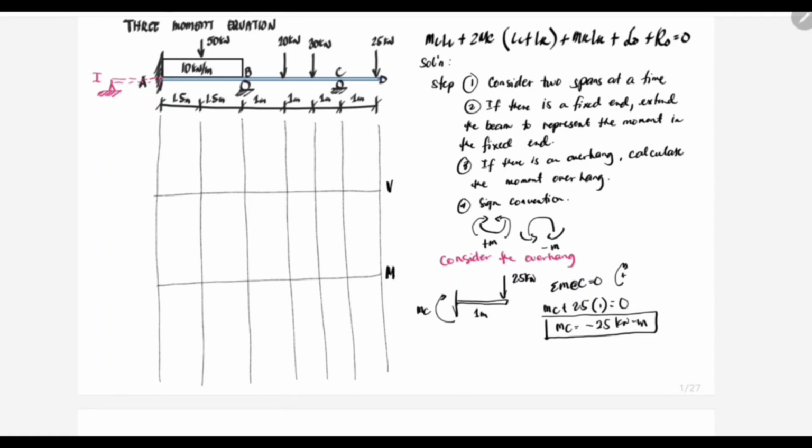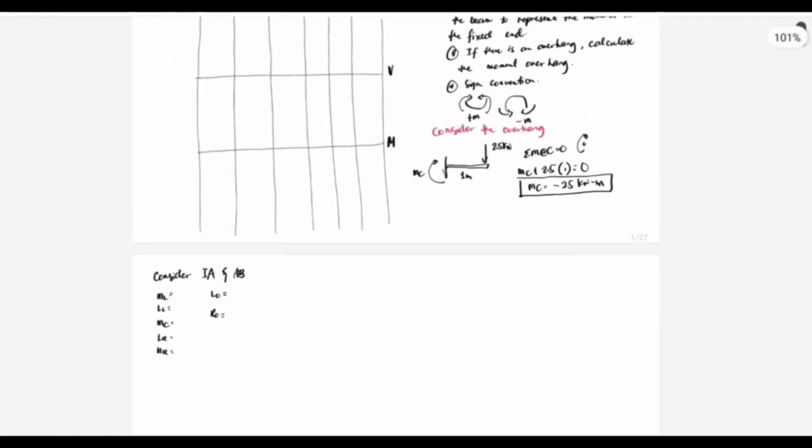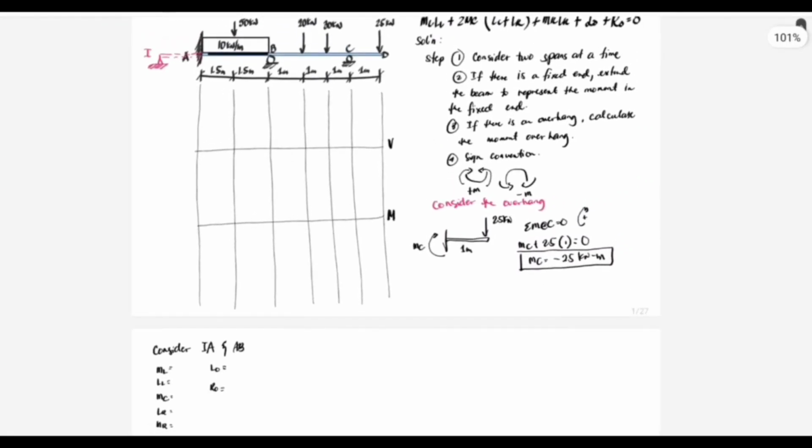Okay, sabi din sa number 1, consider two spans at a time. So, kukunin natin itong ating I, and then A, tapos A to B. The two spans, i-consider natin. Okay? So, i-draw lang natin dito sa baba. Okay, given this figure, kukunin natin yung ating IA and AB. Yan po, IA and AB, span yung mga yan. So, what is your moment left? Your moment left here would be this value. Ano naman yung moment center nyo? We have MA. And last, we have your moment right.